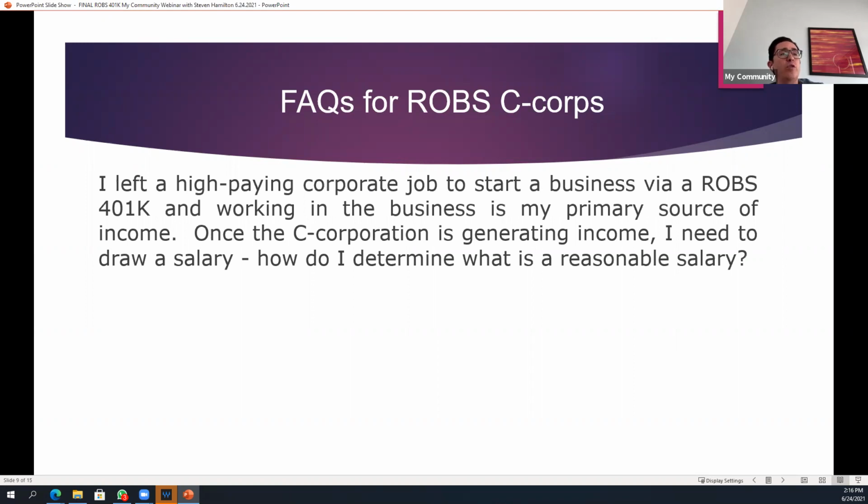I left a high-paying corporate job to start a business via a ROBS 401k, and working in the business is my primary source of income. Once the corporation is generating income, I need to draw a salary. How do I determine what is reasonable? Well, I follow that same process. That report that you mentioned, for example, would be a great resource.